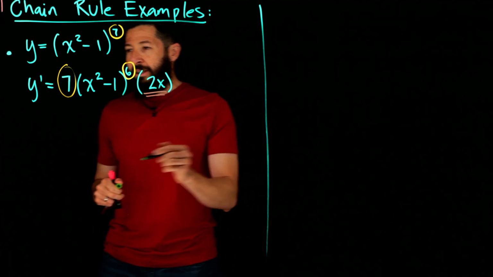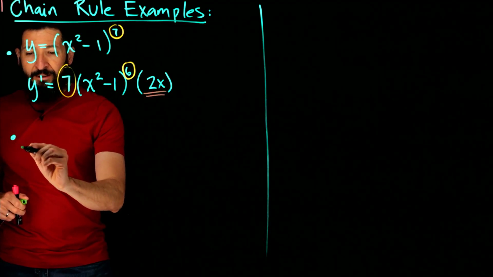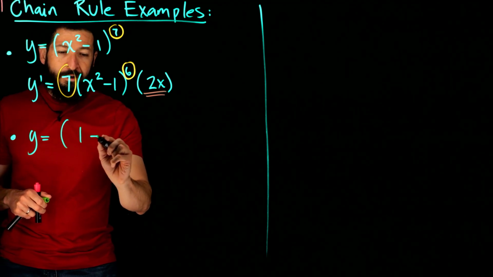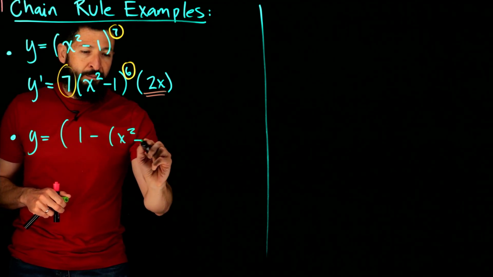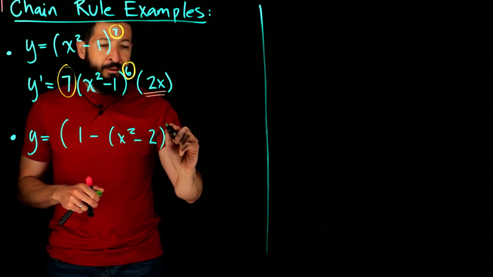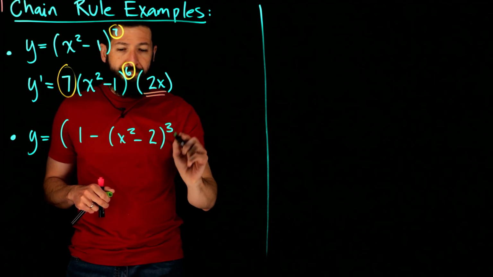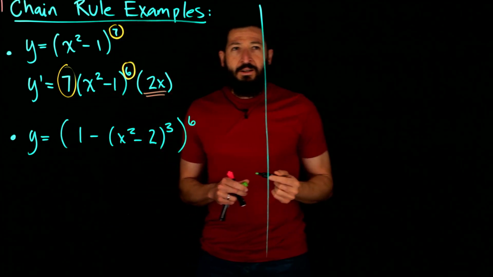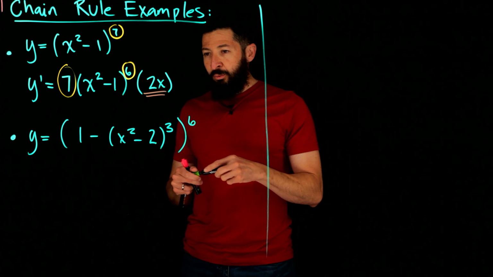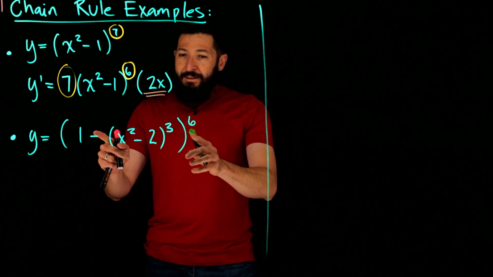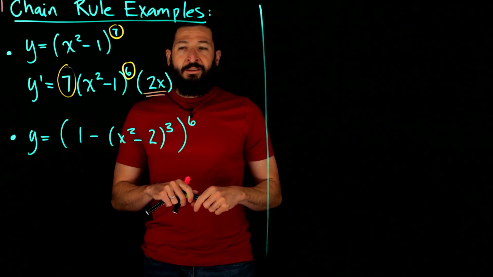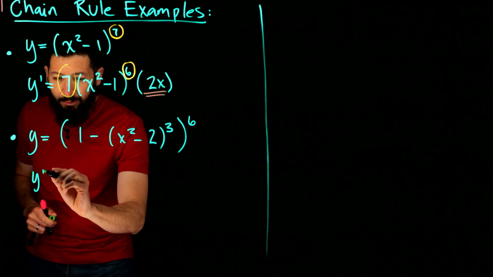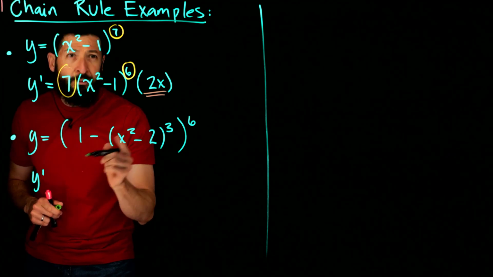So let's go ahead and look at another one a little bit more involved. Let's say now we're going to do 1 minus x squared minus 2 to the power of, say, 3, and then the whole thing to the power of 6, let's say. So now you have a function inside of your parentheses where you would take your derivative as usual, but you'll see that things will get a little bit more complicated here. And I'm going to do it in steps.